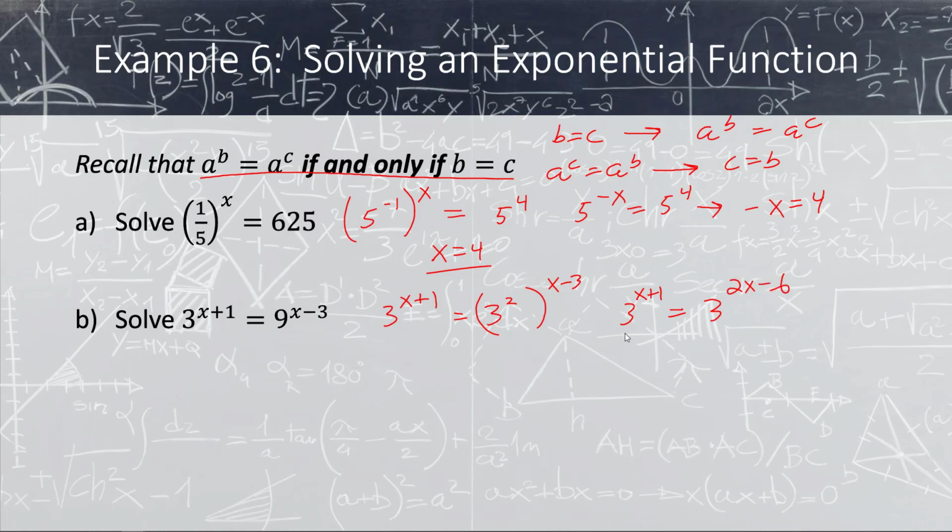And here we go. Same bases, and that means that the exponents would be equal, and specifically that would imply that x plus 1 is equal to 2x minus 6. We can subtract x from both sides, and that will give us 1 is equal to x minus 6. We can add 6 to both sides, and we will have our desired solution. x is equal to 7.